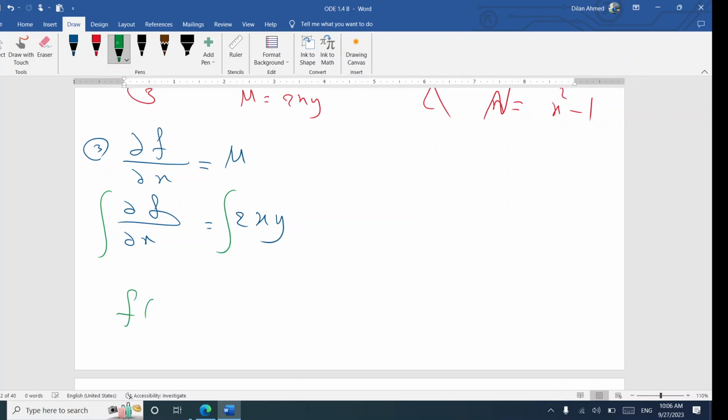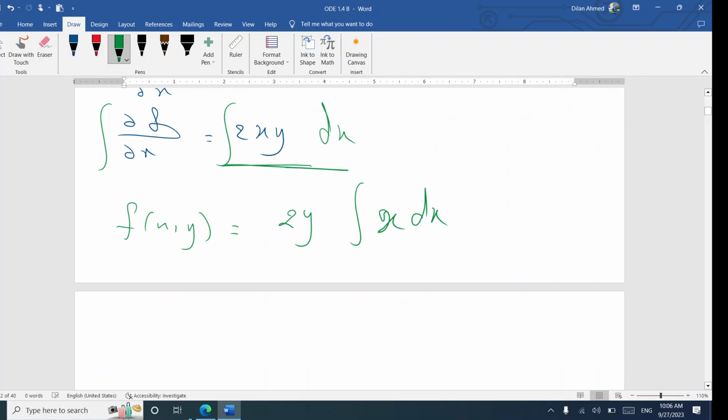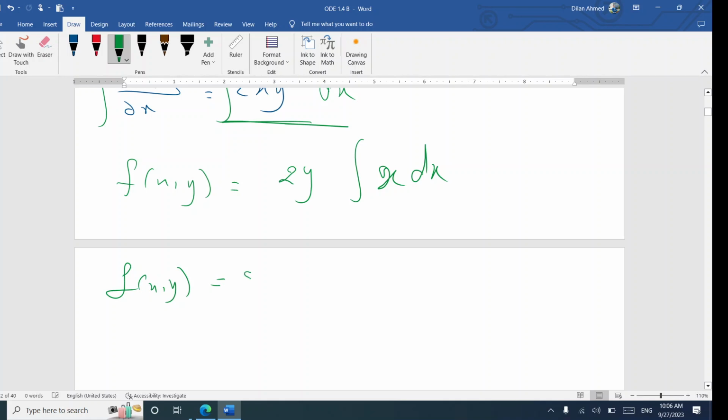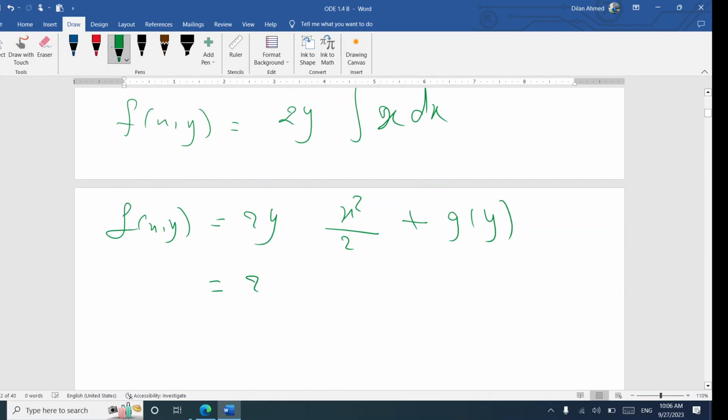And I'll get f of x and y will be what? Times dx. I'll get y x squared. Integrating with respect to x, y will be the constant. So it remains x dx, and f of x, y equals 2y times x squared over 2, am I right? And plus a function of y. Let me call it g(y). Later on, I'll tell you why we have g(y). Then I'll write x squared y plus g(y).